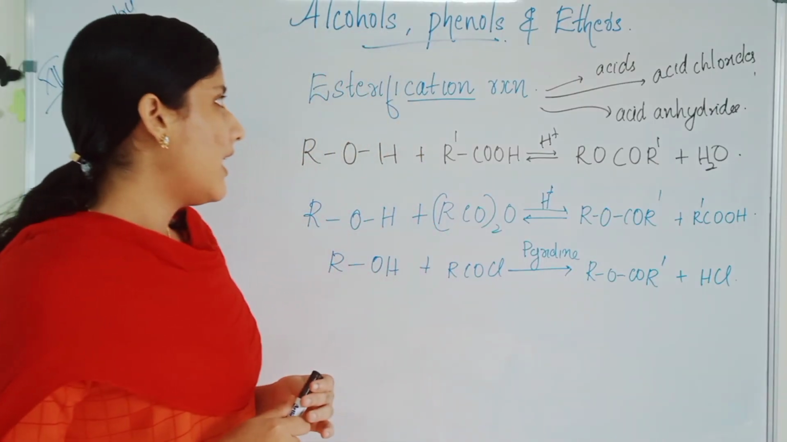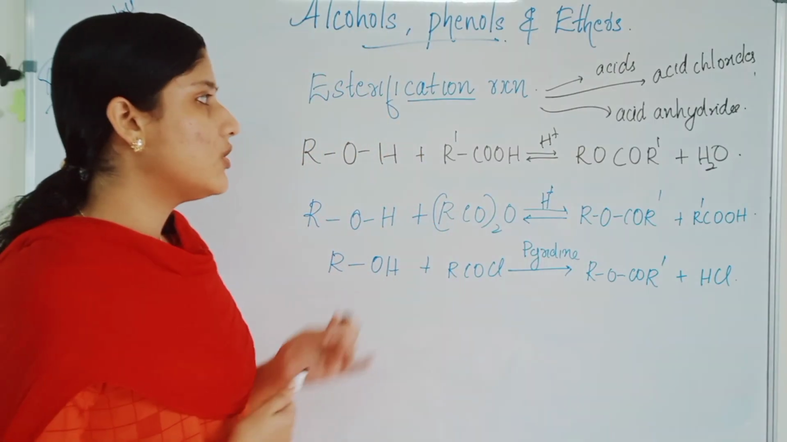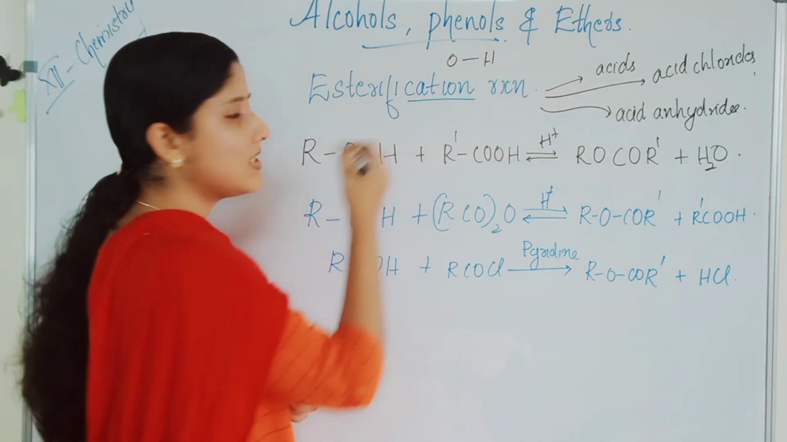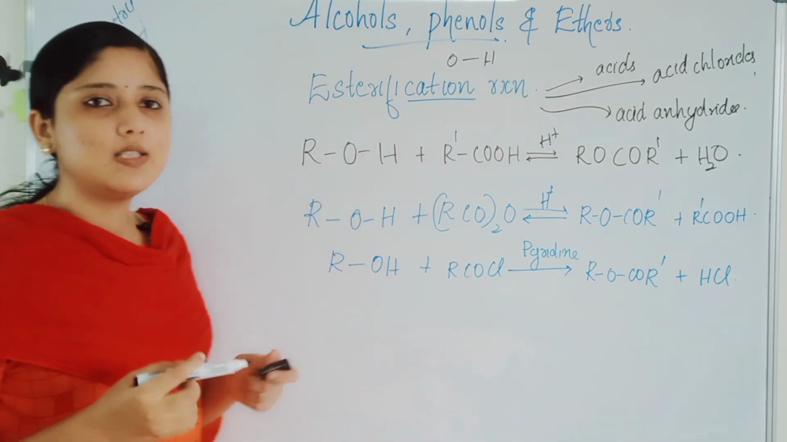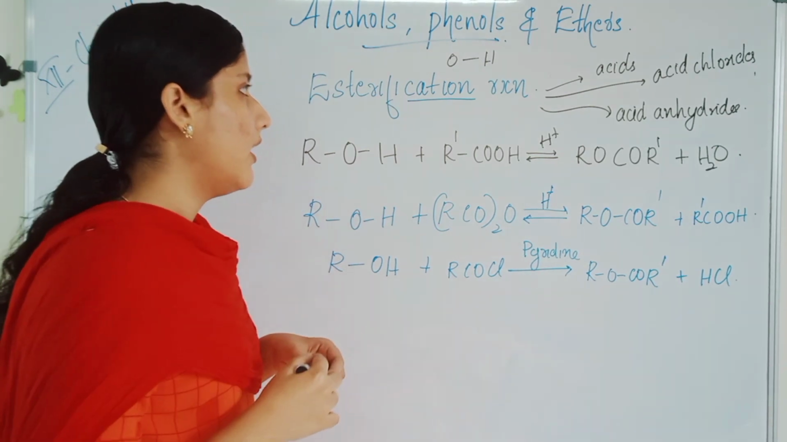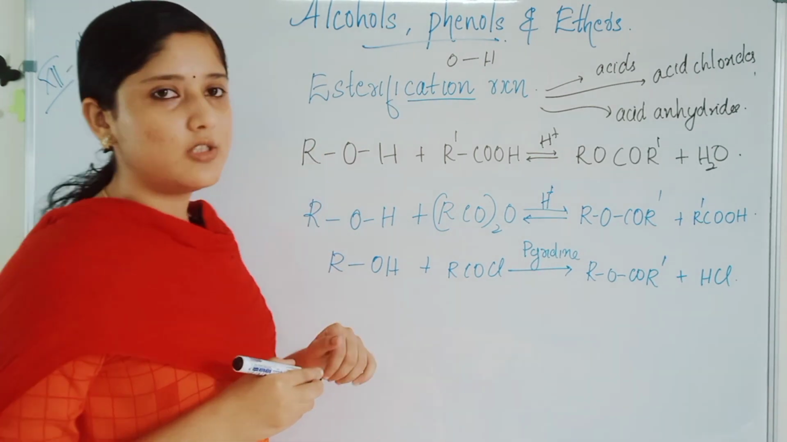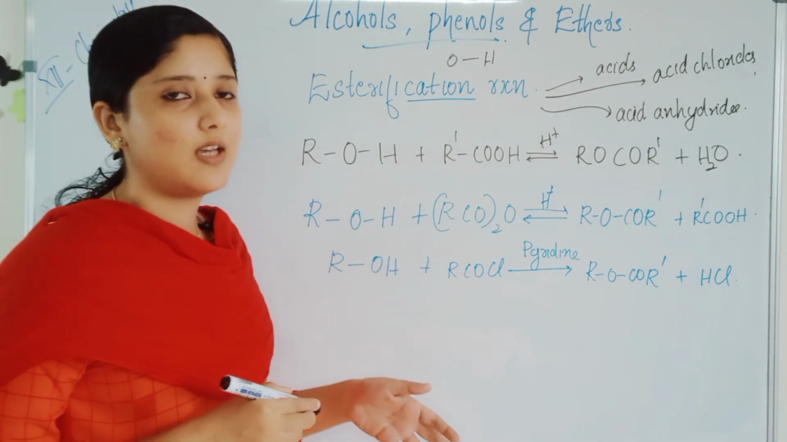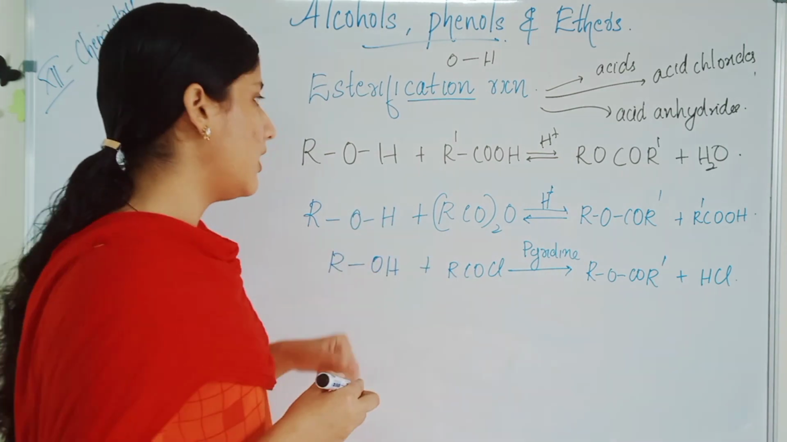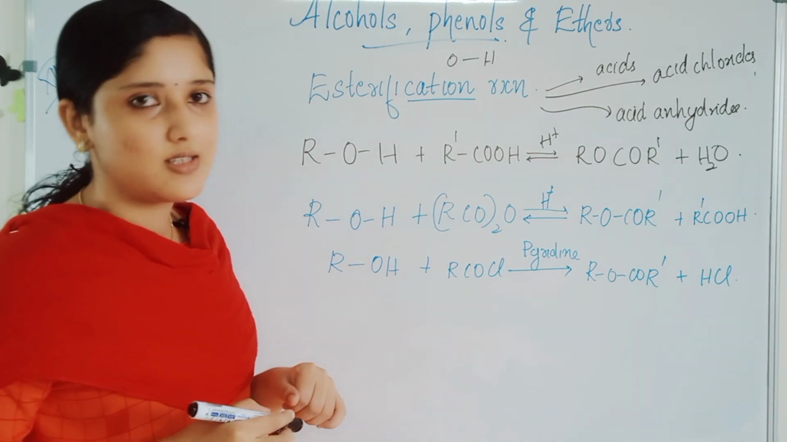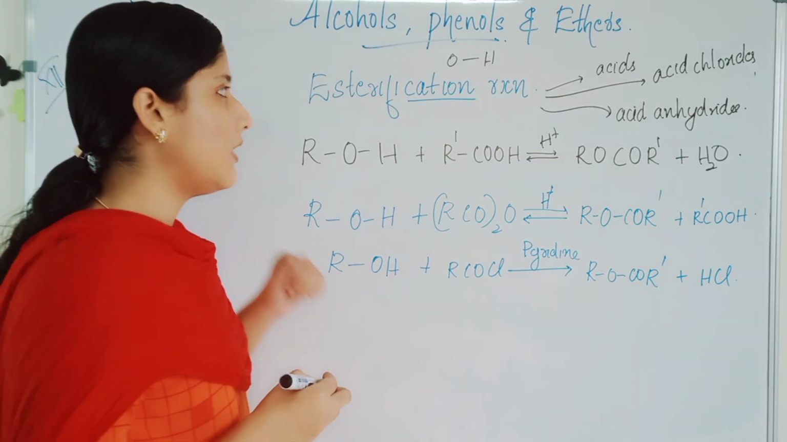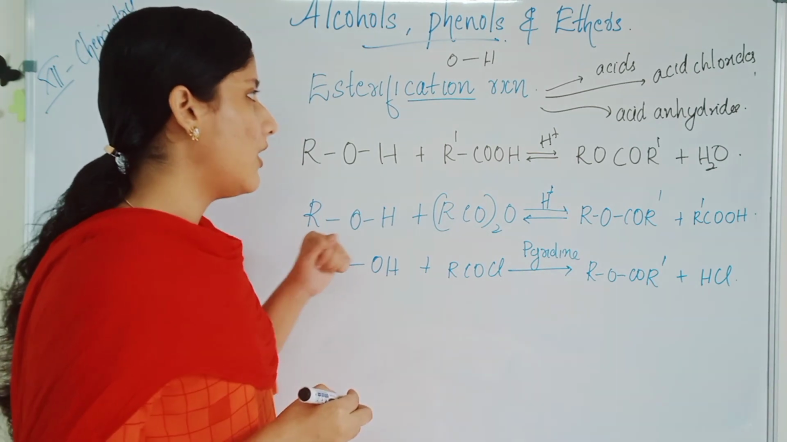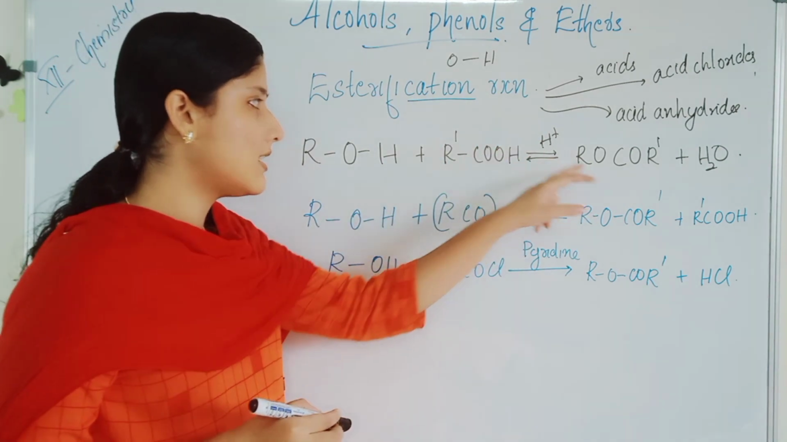The last reaction in the cleavage of OH bond is esterification reaction. What is an esterification reaction? Here, the alcohols will react with acids, acid chlorides or acid anhydrides to give what? Corresponding esters. Okay, that is esterification reaction. You will get esters as the product. Alcohol reacts with acids to give ester.